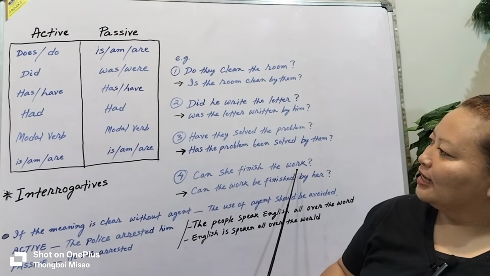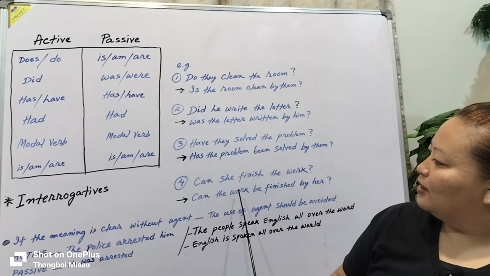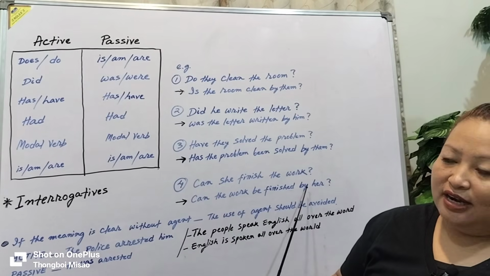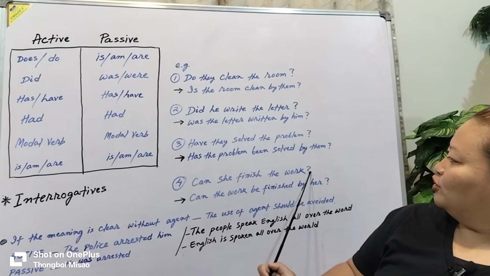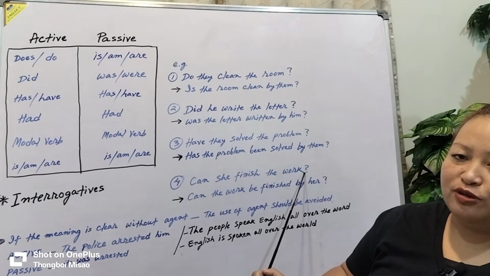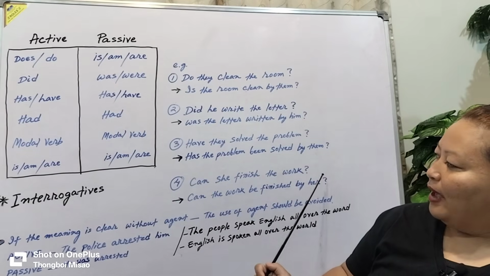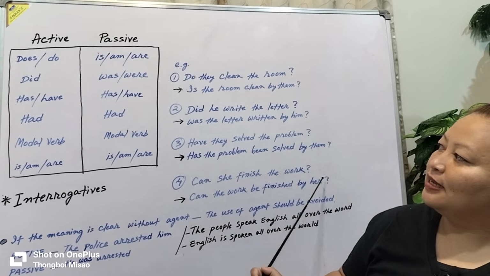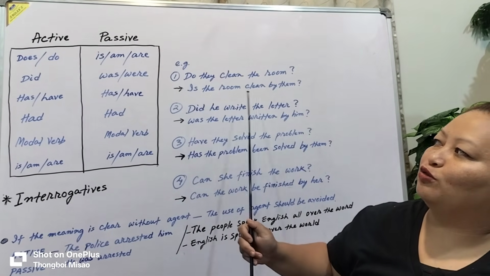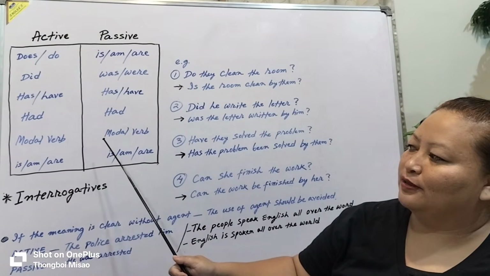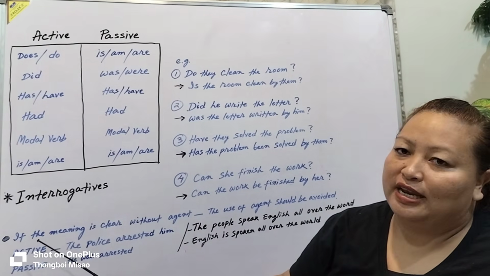Okay? Can she finish the work? Can the work be finished by her? Active voice question and passive voice question. Then for interrogative rules, we have to follow this box. And now we'll come to the next rule.